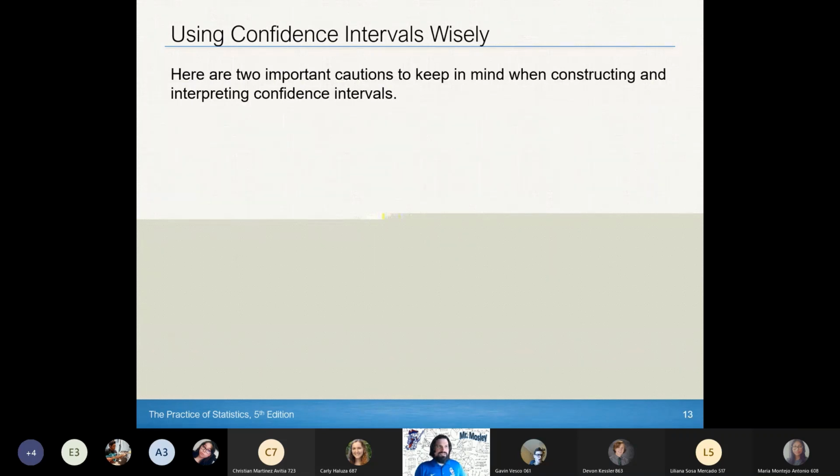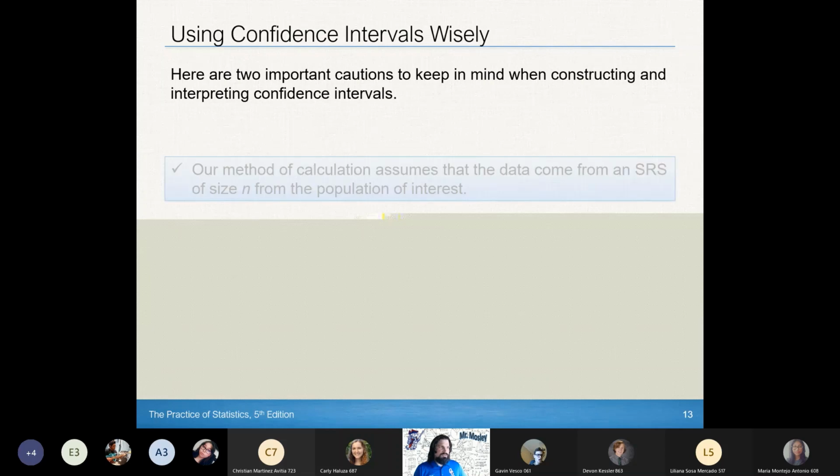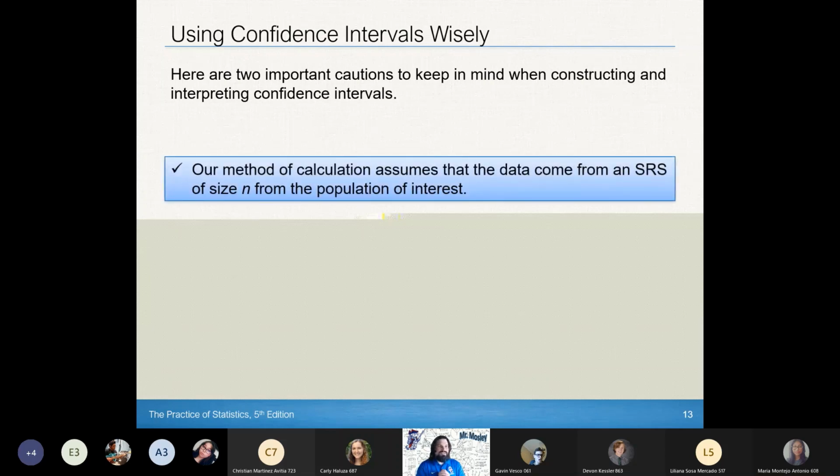So there are 2 important cautions to keep in mind when constructing and interpreting confidence intervals. 1, our method of calculation assumes that the data came from an SRS of size n from the population of interest. Right? We're assuming we're using a simple random sample. There are other sampling methods that we learned about in chapter 4, such as a stratified random sample or cluster sampling. This method of calculation does not involve those sampling methods. Those require much more complicated calculations, which we're not going to cover. So this is assuming a simple random sample.